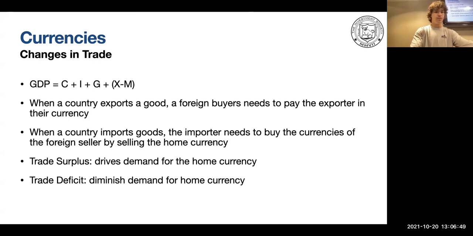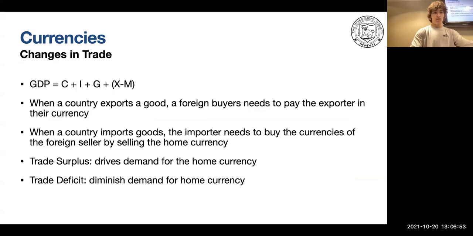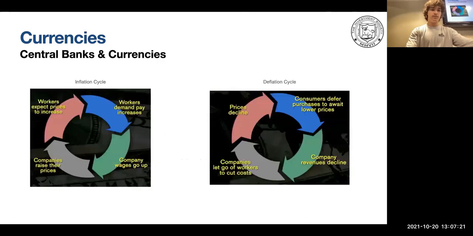And changes in trade. So this is the formula we covered last week, just a basic GDP formula. Exports a good order in their currency. So it works the same way as with importing goods. A trade surplus will drive demand for the home currency, and a trade deficit will diminish the demand for the home currency. So changes in trade will play a big part in valuing the currency.